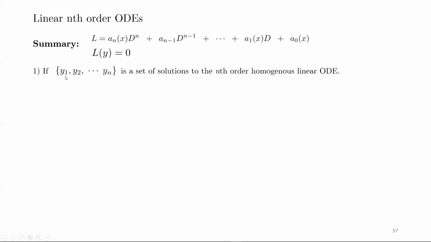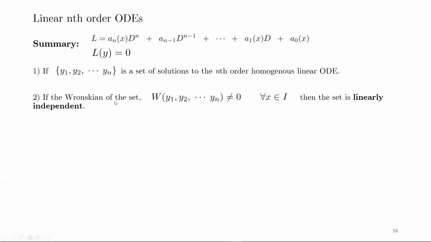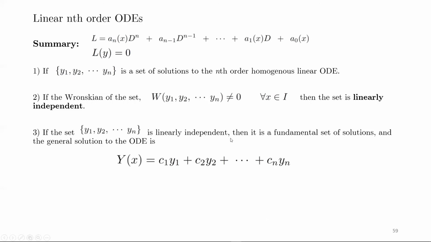If y1, y2 through to yn is a set of solutions to the nth order homogeneous linear ODE, really pointing out here that you have to have n solutions to this nth order ODE, and if the Wronskian of y1, y2 through to yn is not equal to 0 for all x in the interval, then the set y1, y2 through to yn is linearly independent. If the set is linearly independent, then it is a fundamental set of solutions, and the general solution to the ODE can be written as follows.